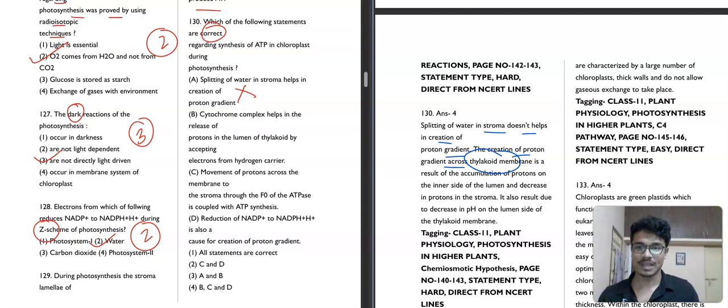And cytochrome complex helps in the release of protons in the lumen of thylakoid by accepting electrons from hydrogen carrier. It is absolutely correct. Then movement of protons across the membrane to stroma through the F0 of the ATPase is coupled with ATP synthesis. Absolutely correct. Then reduction of NADP plus to NADPH and H plus is also a cause for creation of proton gradient. You have all the statements written in NCERT. I don't need to explain it further. If I were teaching a topic, then I would explain how this happens, but you just have to take the answers. So correct statements B, C and D. Fourth option is our correct answer.